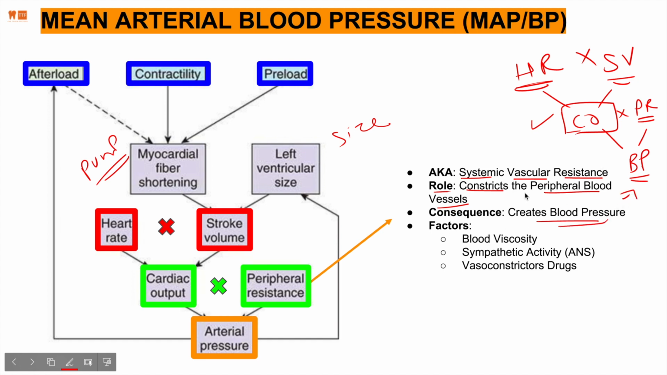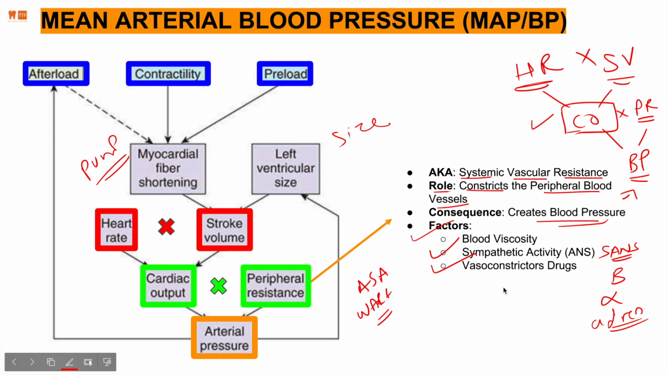Factors that influence the peripheral vascular resistance are blood viscosity, how thick the blood is. So now when we think about blood viscosity, things like aspirin come into our mind, anticoagulants like warfarin come into our mind, things like that. Sympathetic activity, which is the sympathetic autonomic nervous system. Now we're talking about the beta activation, alpha activation, adrenergic system, right? And we've talked about all of these guys. And of course the vasoconstricting drugs.